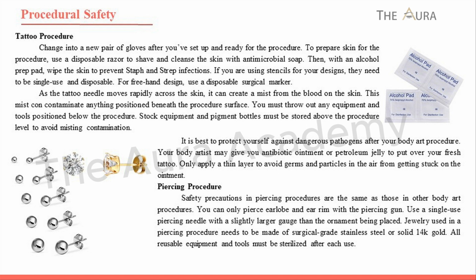If you are using stencils for your designs, they need to be single-use and disposable. For freehand design, use a disposable surgical marker. As the tattoo needle moves rapidly across the skin, it can create a mist from the blood on the skin. This mist can contaminate anything positioned beneath the procedure surface. You must throw out any equipment and tools positioned below the procedure. Stock equipment and pigment bottles must be stored above the procedure level to avoid misting contamination.